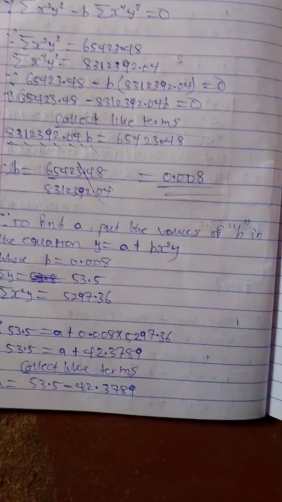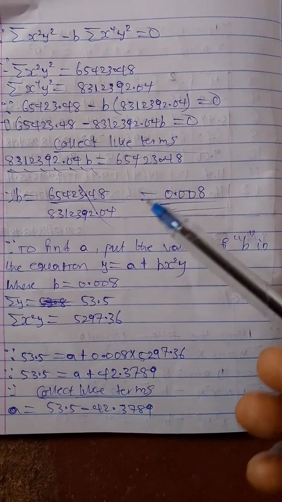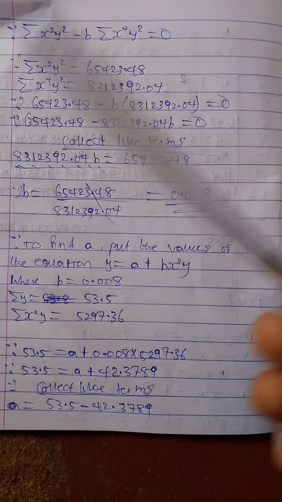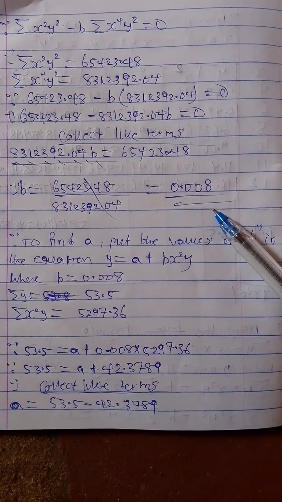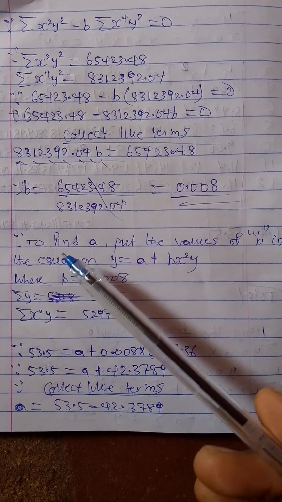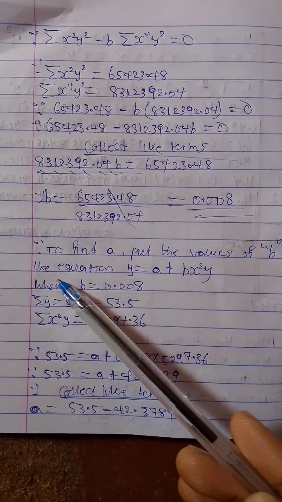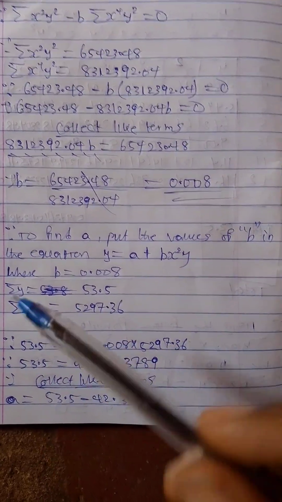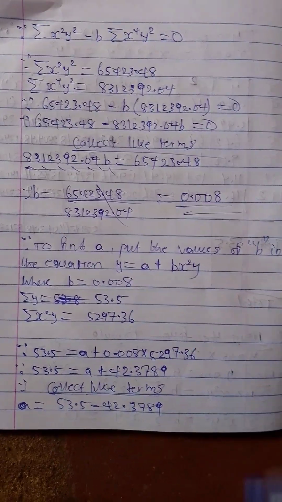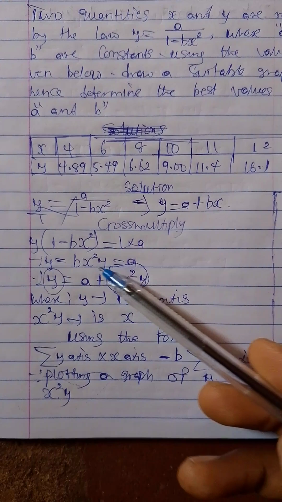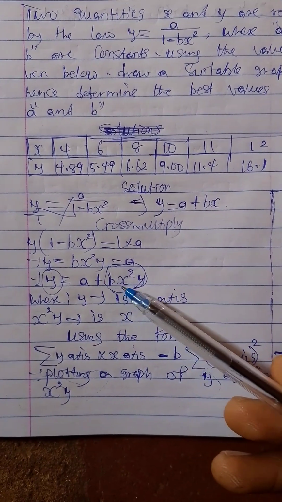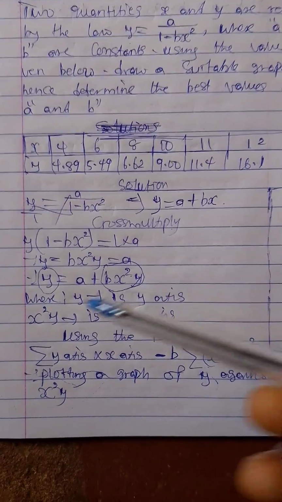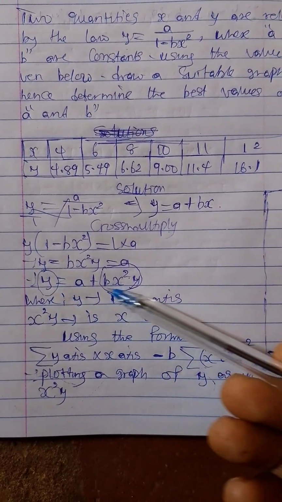So if b is 0.008 now, so we are finding b. Let's find a. If you check from the question, they gave us, we have to find a and b. So we have gotten b now. Let's find a. Now to find a, put the value of b in the equation, which is y equals a plus bx squared y. To find a, put the value of b in the equation, that is in this equation we got, which is y equals a plus b x squared y. Okay, so put the value of b in this equation we got.